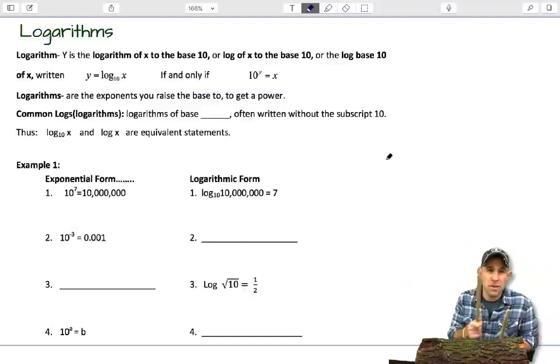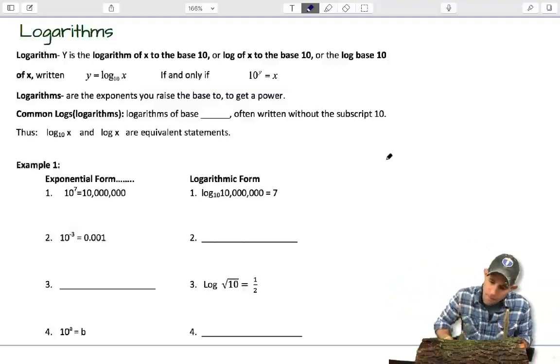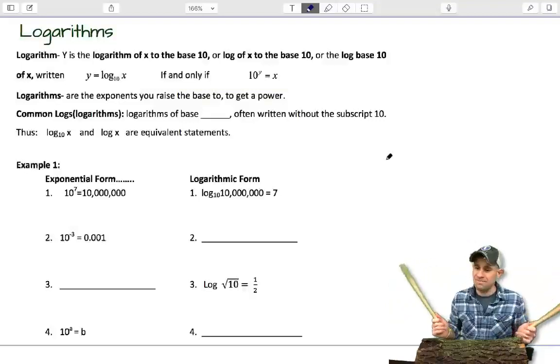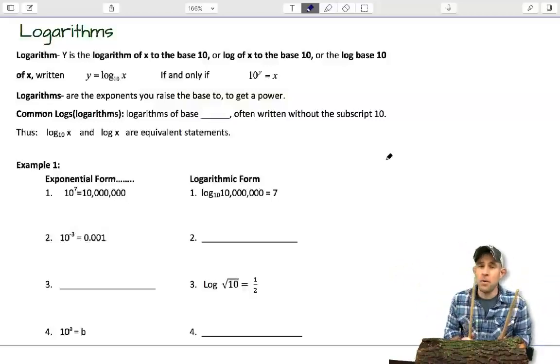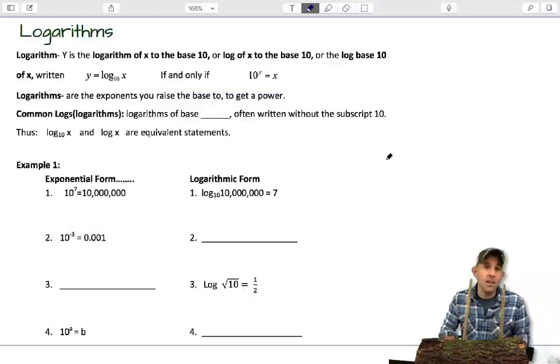Actually, a logarithm is simply the exponent you raise a base to get a power. You mean it's not beating on a log? I'm afraid not. It's the exponent you raise a base to get a power. Sing along with me now. It's the exponent you raise the base to get a power.